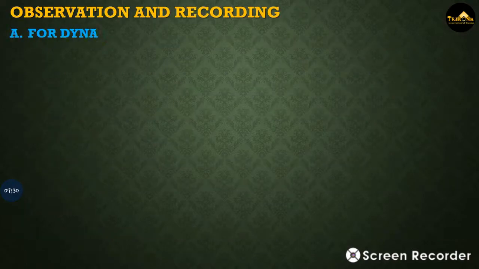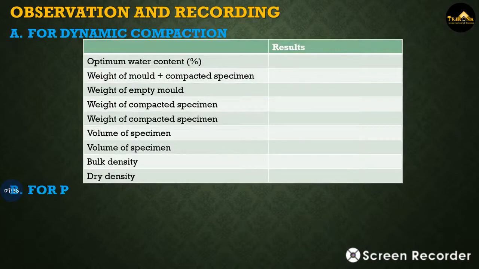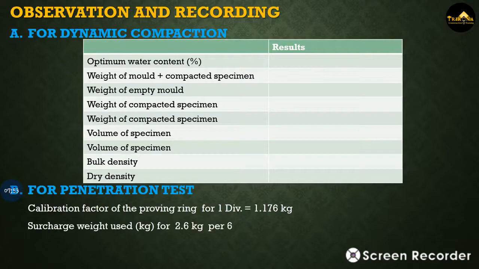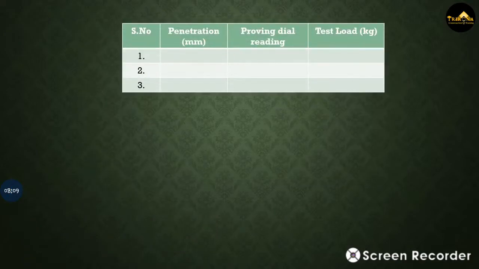For the observation and recording, for dynamic compaction, we have to consider this table. For the penetration test, the calibration factor of the proving ring for 1 division is equal to 1.176 kg. Surcharge weight used is 2.6 kg per 6 cm of construction. Water content after penetration test. Least count of penetration dial is 0.01 mm. So we have to record the data in this format.